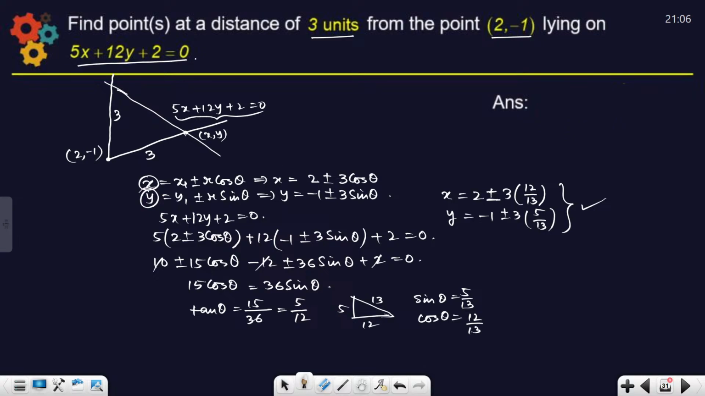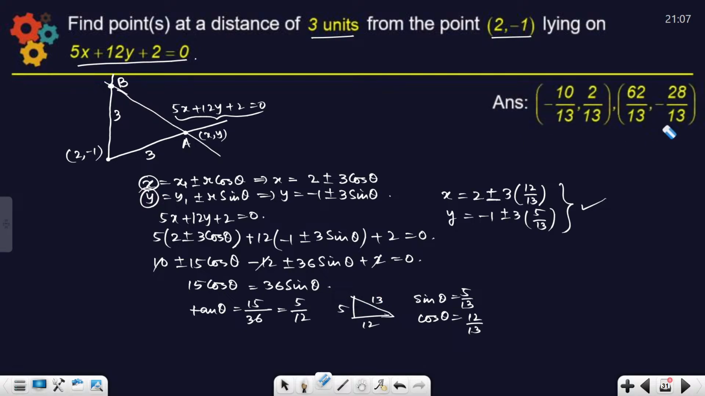Okay, so one, you will get this point. Let us say A. And in the second case, when you consider the minus sign for both x and y, you are going to get the other point on this line, which is your B. So you can find out your A and B from this. Is this clear to all of you?